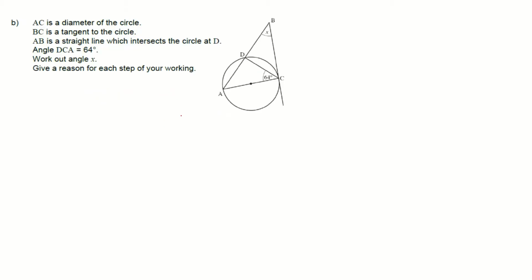3b then. So AC is a diameter of the circle. I can see that it goes from edge to edge through the center. That's the center there, I call it O. BC is a tangent. Yep, it's a line that just kisses the circle and moves on. AB is a straight line which intersects the circle at D. I see that. DCA is 64. Work out angle X.